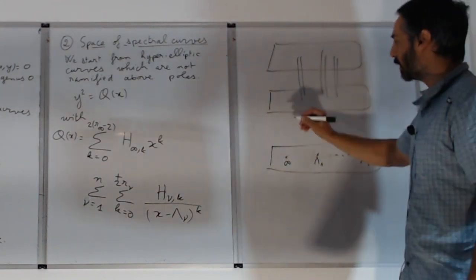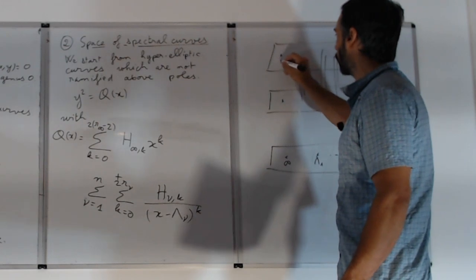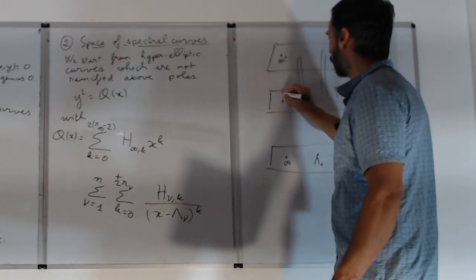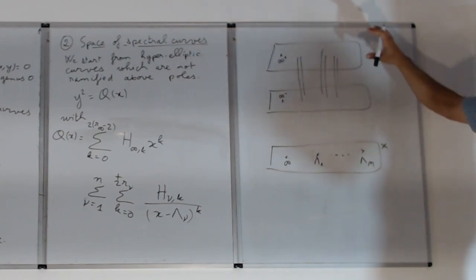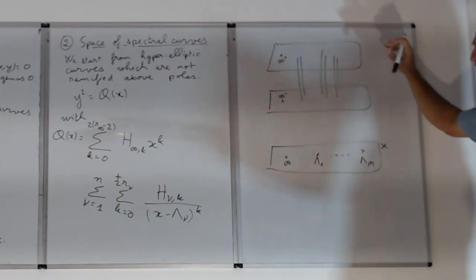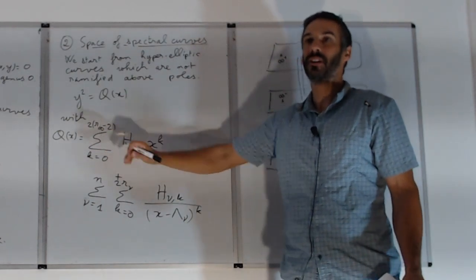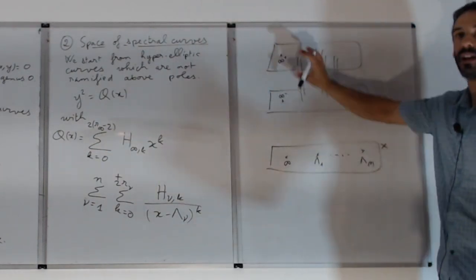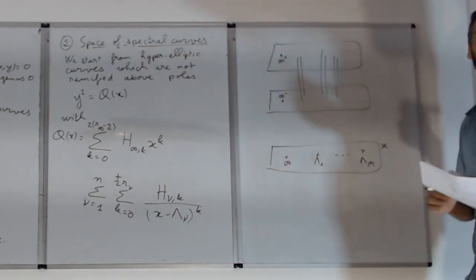And above infinity, I've got two points, which I will call infinity plus and infinity minus. So if I would have stopped at some odd order, it would mean that I would be ramified above infinity, and so these two points would be together, they would be a branch point.